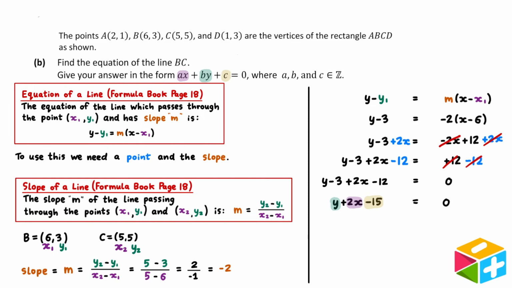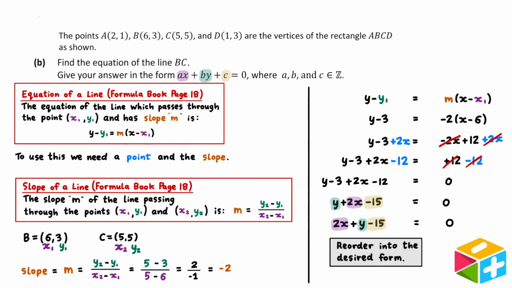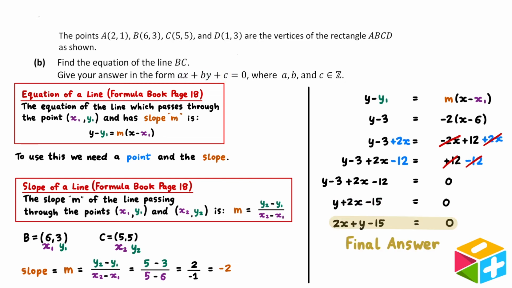We were asked to give our answer in the form ax plus by plus c is equal to 0. Here, the x term came first, the y term second, and the number term third. So to finish everything off, we should reorder things into this format. Our final answer for the equation of the line BC is 2x plus y minus 15 is equal to 0.